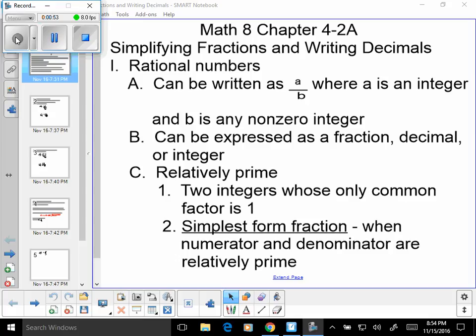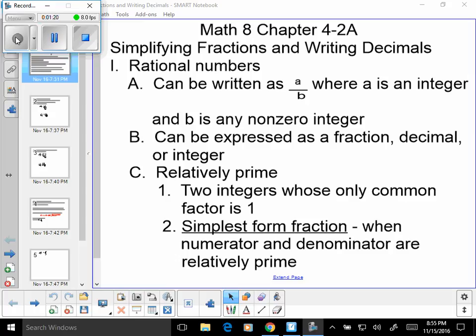Secondly, rational numbers can be expressed as a fraction, a decimal, or just a plain integer. So for example, -4 is a rational number, so is +6, so is 1/2, so is -0.15.